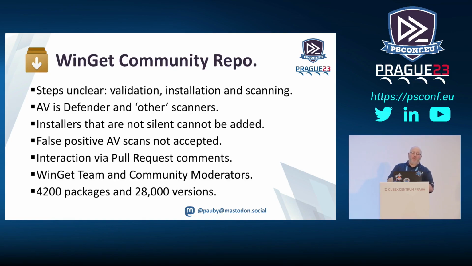So the Winget Community repository, I was a little disappointed when I submitted the package, the Chocolatey package, because the steps were a little bit unclear. They were there, it was validation, installation, and scanning it went through. And I really liked the way it went. It kind of worked through GitHub. So if you've used GitHub Actions, it was the same sort of thing, you get that information back about what's going on. So that was really good, the steps it's going through.